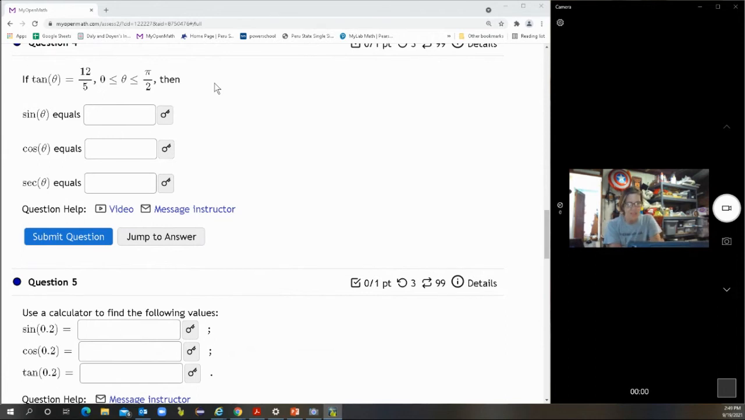And it tells me tangent. Tangent is the ratio of opposite over adjacent. So opposite over adjacent. And then you can just do your Pythagorean theorem here. It'll end up being 144 plus 25, which is 169. This is actually a Pythagorean triple, so you'll know that that's 13. And then you can just figure out your ratios from there. Notice everybody's positive in the first quadrant.